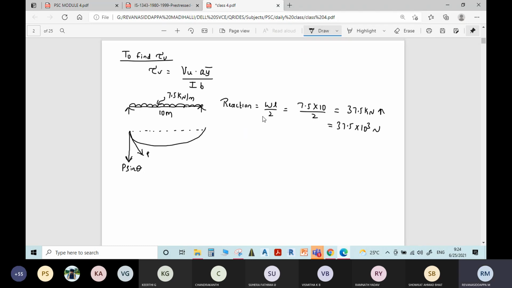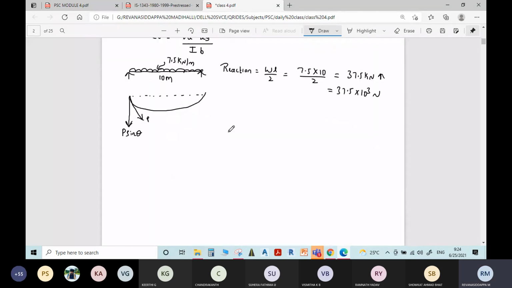Now P is given. P equal to how much is given? 180 kilonewton. But sin theta we need for the parabolic cable. What is the formula for sin theta for a parabolic cable? Yes, 4e by L. 4 into eccentricity, which is given as 100 mm, divided by 10,000 mm, the length. You will get sin theta. How much will you get? 0.04.